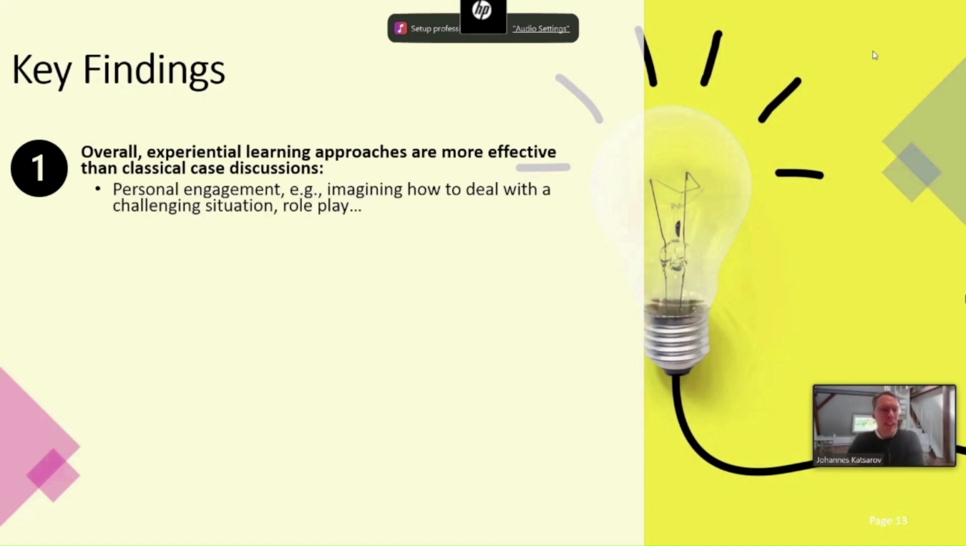A personal engagement, for example, imagining how to deal with a challenging situation or role play, was highly effective in general, and so was discussing the emotional dimensions of ethical decision making. The average effects that we had for these kinds of studies were significantly higher than for all others. And this was a factor that we found across the development of knowledge, across the development of judgmental competence, and all the other factors as well.